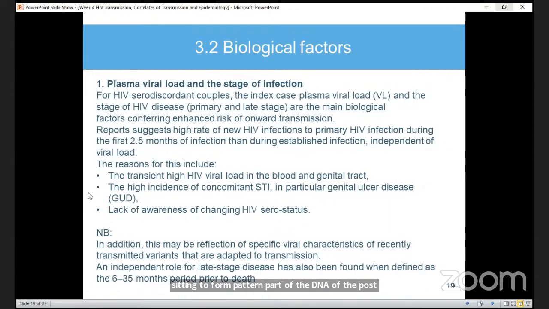Number two is the high incidence of concomitant STIs. Concomitant STIs are normally associated with HIV. When somebody starts having HIV, there is a likelihood of occurrence of a particular kind of STI, or sexually transmitted infection. One of such infections is normally called genital ulcer disease. The GUD, or genital ulcer disease, is normally common with any HIV patient.